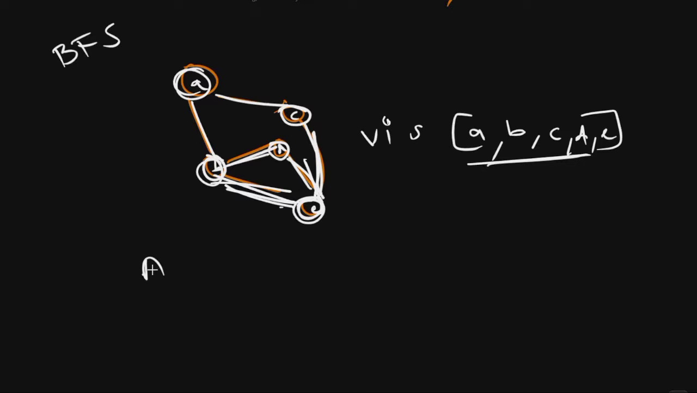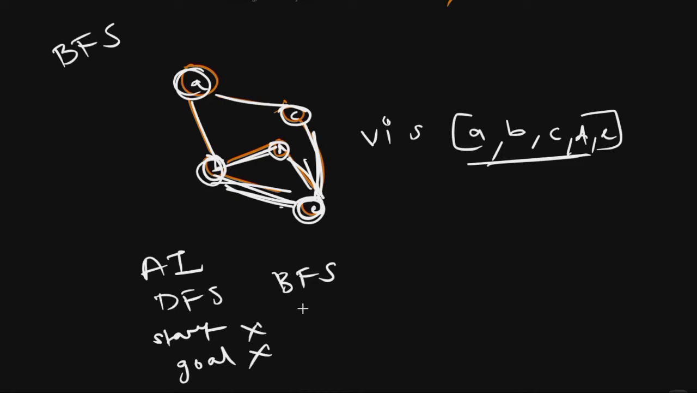As we are studying in AI, this DFS and BFS is called uninformed search. Why? Because we don't have a clear idea from where to start and up till where we have to go. So we don't have a start or a goal node, an initial and a goal node. We don't have these. Therefore it is called uninformed search.